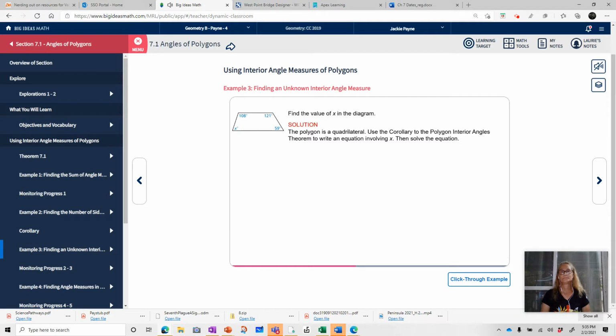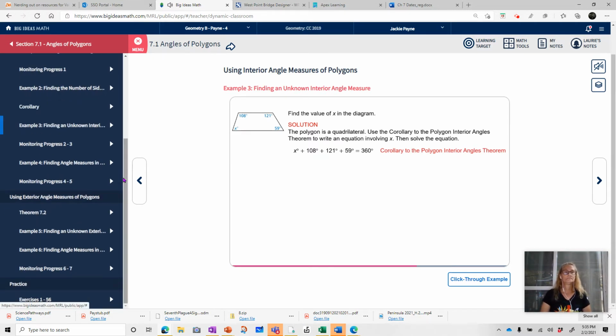So you can write the equation x degrees plus 108 degrees plus 121 degrees plus 59 degrees equals 360 degrees. Next, combine like terms on the left side of the equation. This gives you x plus 288 equals 360. To solve for x, subtract 288 from each side of the equation. This gives you x equals 72. So, the value of x is 72.